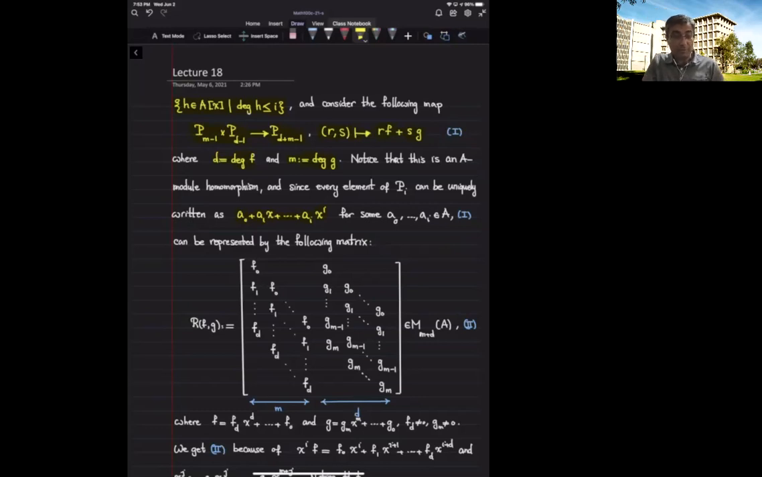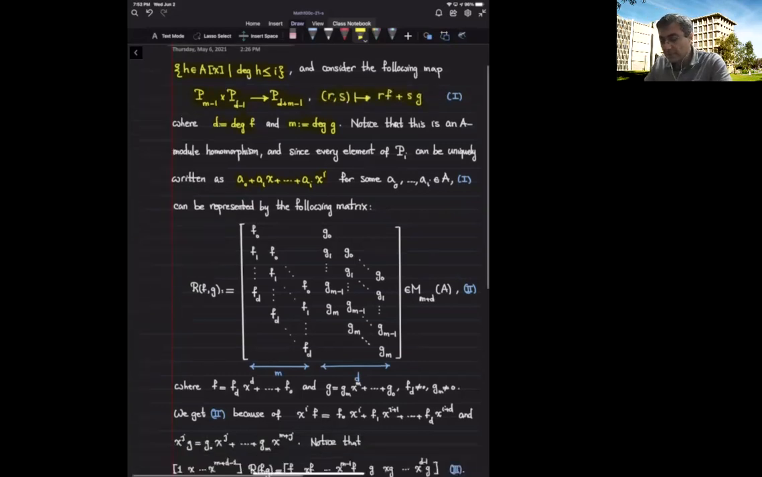I'm working with an arbitrary unital commutative ring, but nevertheless, I can use these concepts and represent this map, which is an A-module homomorphism, using a matrix. Again, because every element here is a linear combination of x to the i's, and every element here is a linear combination of x to the j's, and this map here is linear.